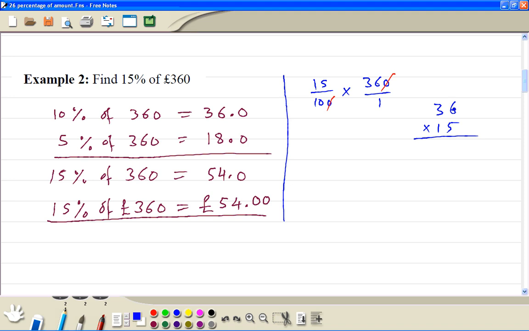So 6 times 5 is 30, carry 3. 5 times 3 is 15, plus 3 is 18. And add 0, 1 times 6, 1 times 3. Add 14, carry 1, 4 plus 1 is 5. Now this time we're only dividing by 10. Then divide by 10, you get 54.